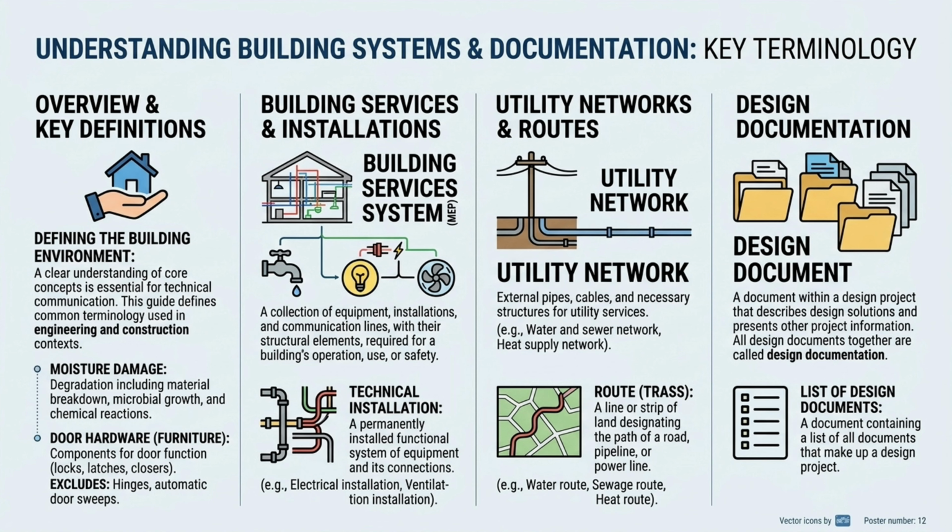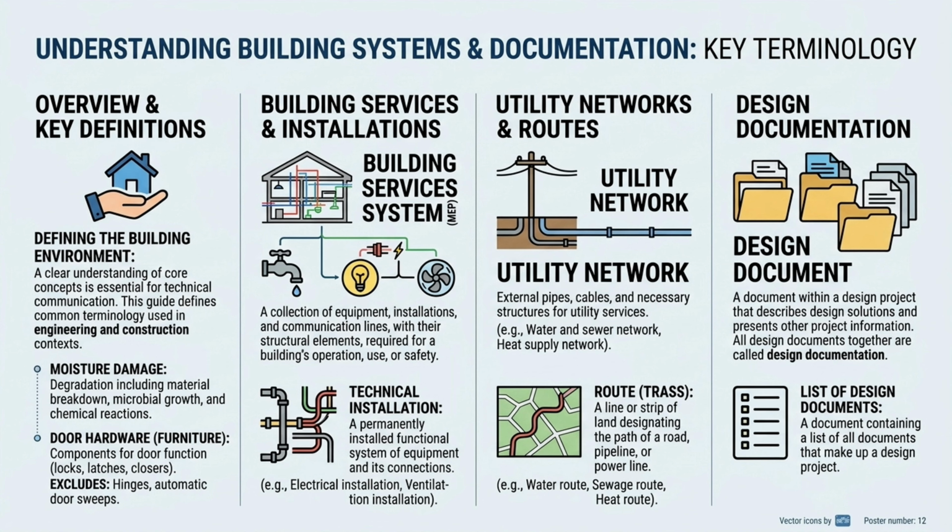Building services systems, often called MEP systems, are central to helping a building operate. MEP stands for Mechanical, Electrical, and Plumbing Systems. Together, those include all the equipment, installations, and communication lines within the building that support the needs of building operation, users, and safety. For example, this includes systems for ventilation, heating, and electricity. A technical installation is a fixed functional system made up of equipment and the necessary connections. Examples include electrical and ventilation installations, which are permanently installed and essential for the building to function as intended.